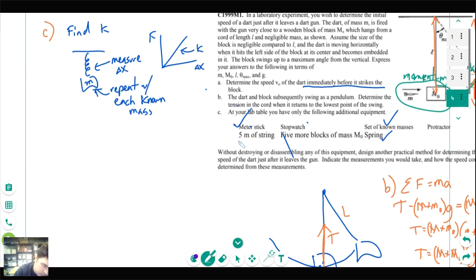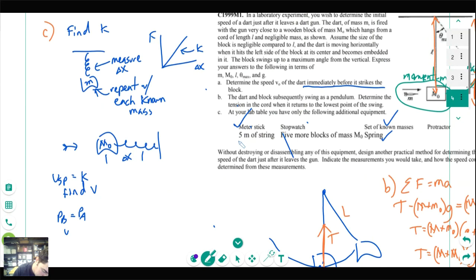The next part, once I know k, is we can set this up to have the dart be shot into a block attached to the spring. And let's say we know the mass of this. So we're going to take one of those blocks, put it on there. It doesn't really matter. Shoot it into the spring, measure this change in x, and then from there you can use potential energy in the spring. That came from kinetic. We find v, and then conservation of momentum to find v naught.